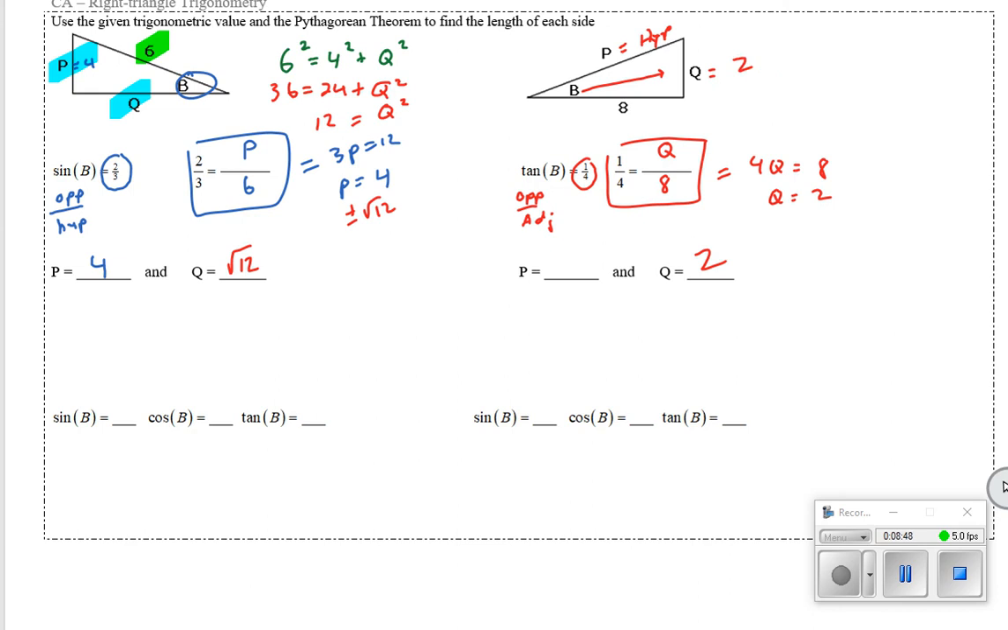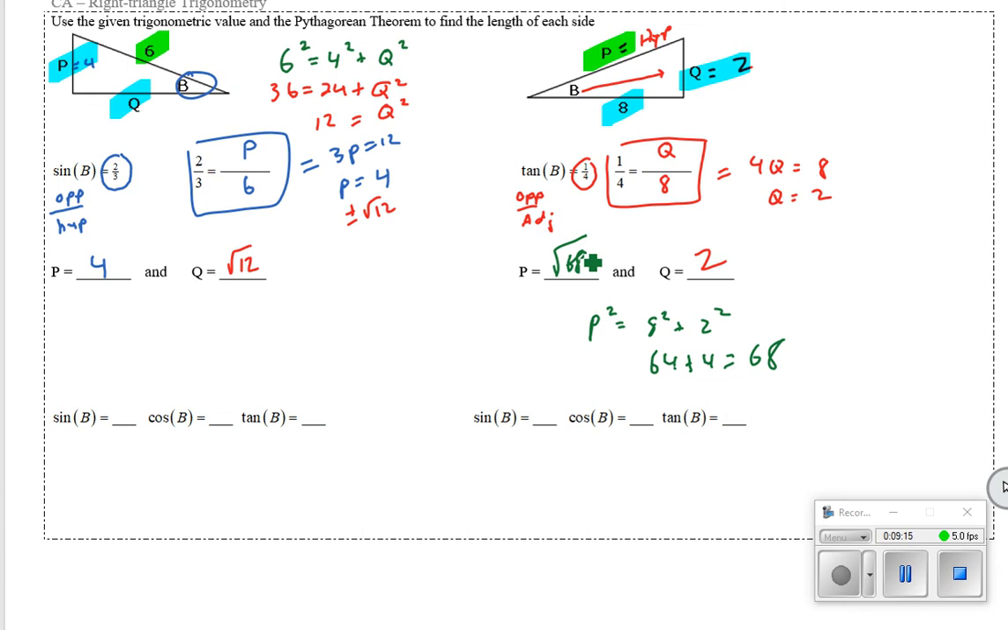And from Pythagoras, I know that the hypotenuse squared equals a leg squared plus a leg squared, which is 64 plus 4, which is 68. Not a nice even square root, so P is the square root of 68.